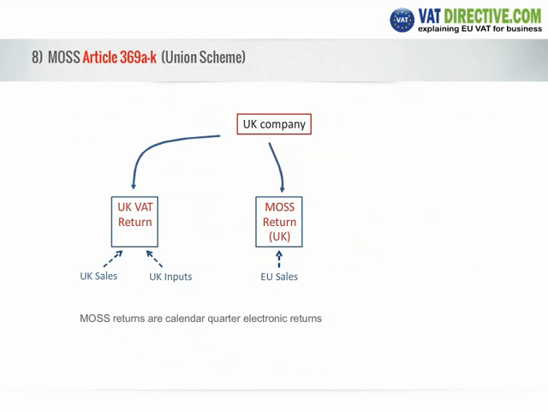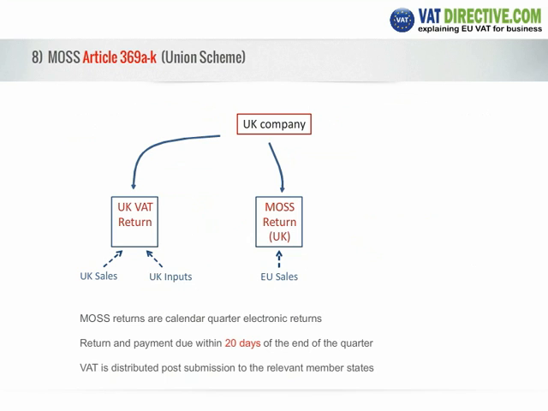Now these MOS returns are calendar quarter electronic returns. The return and payment are due within 20 days of the end of the quarter. And behind the scenes, VAT is being distributed post-submission to the relevant member states. So the French VAT charged and accounted for will find its way through to France after the governments deduct, I wouldn't say commission, but they deduct a charge before they remit to the different member states. But the French VAT charged, most of it will get its way to the French authorities.